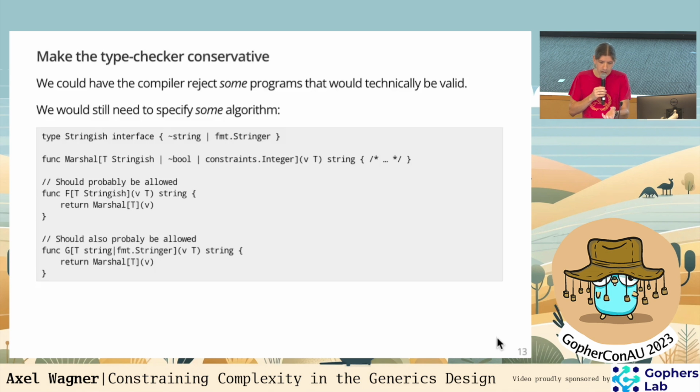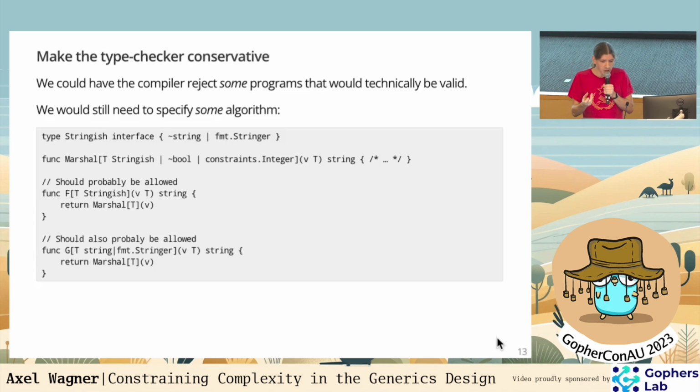In this example, we have a Marshall function which is constrained on stringish or bool or constraint.integer. And obviously, if we have a function f which is constrained on stringish, we want that to be able to call Marshall, right? Because stringish is a constraint that is in this list of types. But again, it's not the same constraint. It just happens to also be in this list of types. And we have to think about the fact that there's nothing forcing us to even write fmt.Stringer, right? fmt.Stringer is also just a shortcut for writing a String method with a string return.